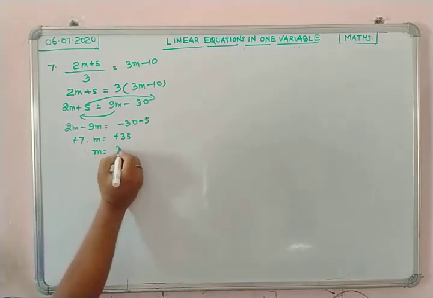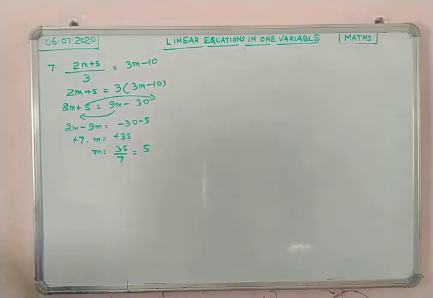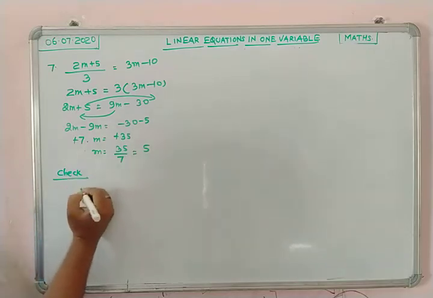So m equal to 35 by 7. This is going to give you 5. Once again we have to check the results.